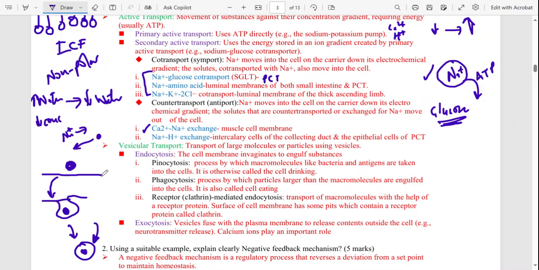And then there's also what we call cell drinking. Cell drinking is pinocytosis. What will happen is this: the cell membrane, instead of it going down like that, it will go like this.